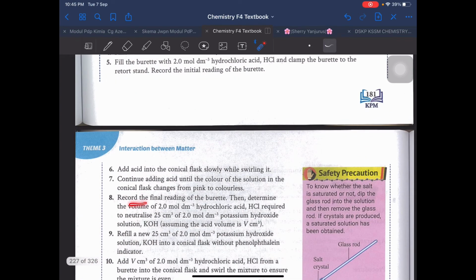Okay. Record the final reading of the burette. Record. Bila dia sudah change from pink to colorless, you have to record. Then determine the volume of 2.0 mol per cubic decimeter of HCl required to neutralize 25 cubic centimeter of 2.0 mol per cubic decimeter potassium hydroxide solution. Okay, apa maksud dia ni?